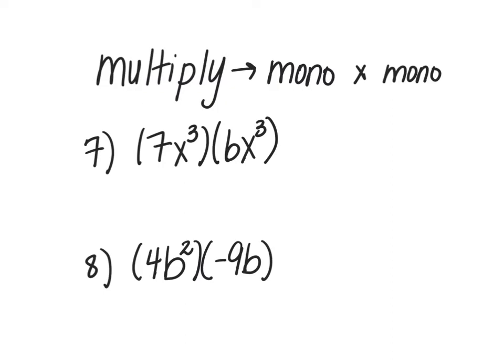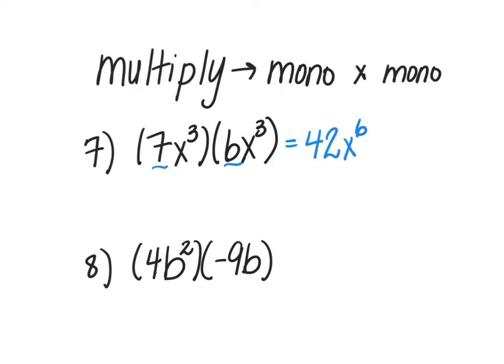When we're multiplying 7x cubed times 6x cubed, we'll multiply the 7 times the 6, which is 42, and then we'll keep the like base of x and then add the powers. 3 plus 3 is 6. So we have 42x to the 6.